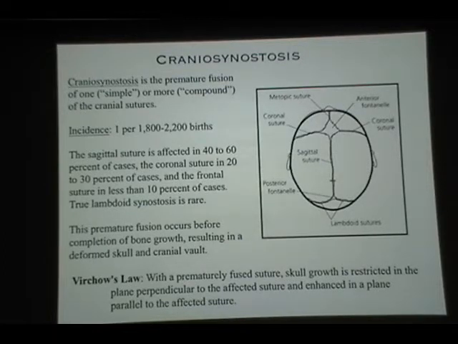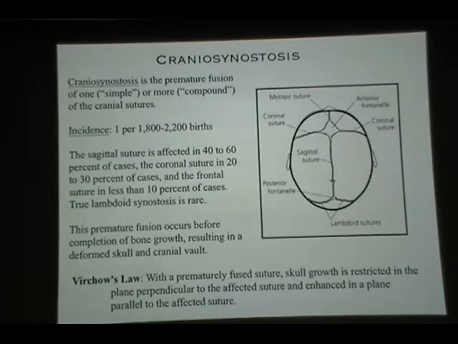Usually when a suture fuses, it will follow what's called Virchow's law. So if you have a prematurely fused suture, the skull growth is restricted in a plane perpendicular to the affected suture and enhanced in a plane parallel to the affected suture. So if I have an early fused sagittal suture, growth will be restricted.